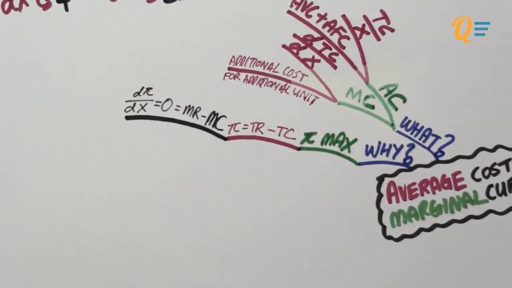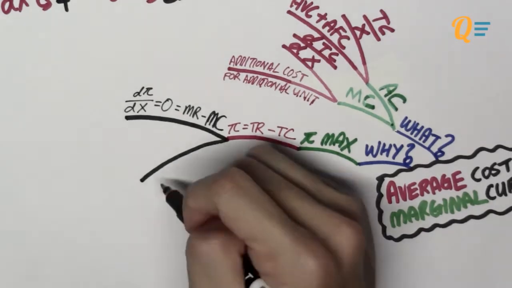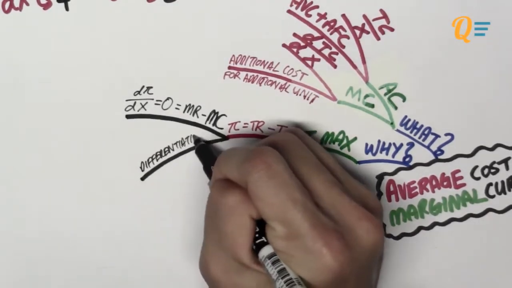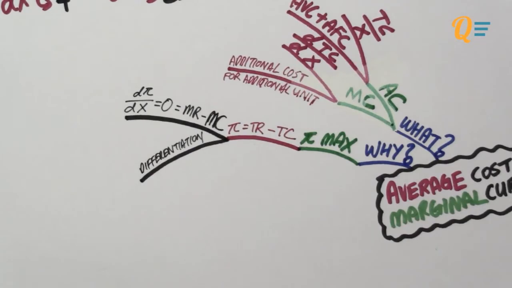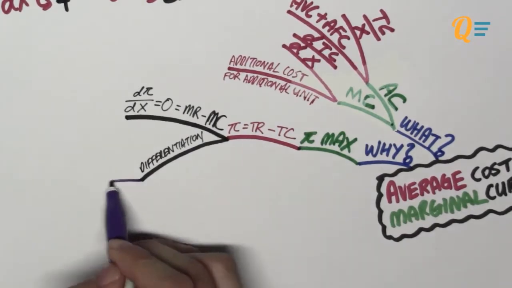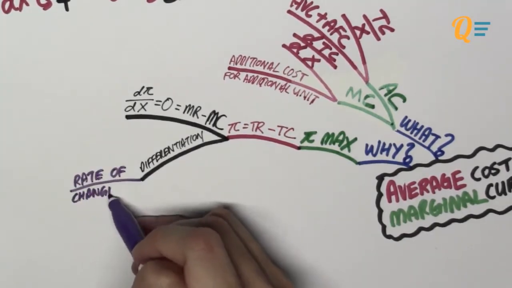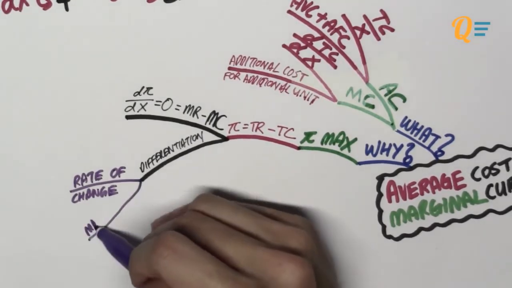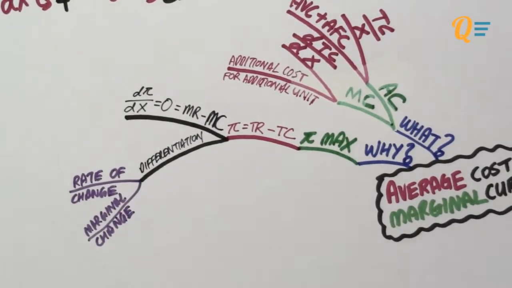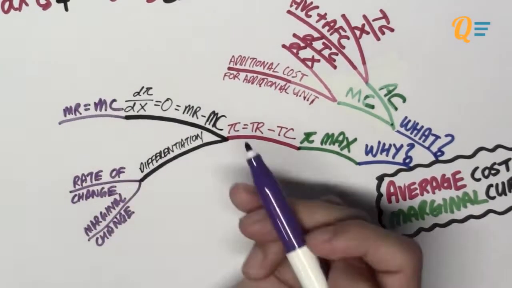So I'm going to get MR minus MC. What is MR? MR is my marginal revenue minus my marginal cost. So why is it that I get marginal revenue and marginal cost after differentiating total cost and total revenue? Well, that's because in differentiation, what you're doing is you're actually trying to find out the rate of change, right? So when you differentiate something, you're finding out how much it changes. So this is also known as the marginal change. That is why when you differentiate something that's a total, you get the marginal, all right?